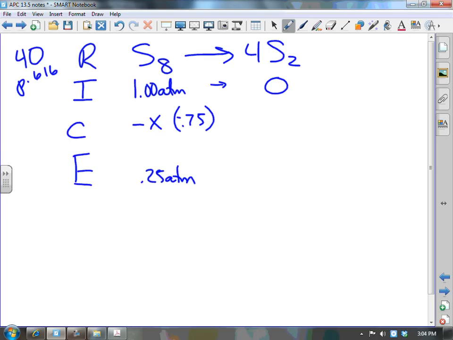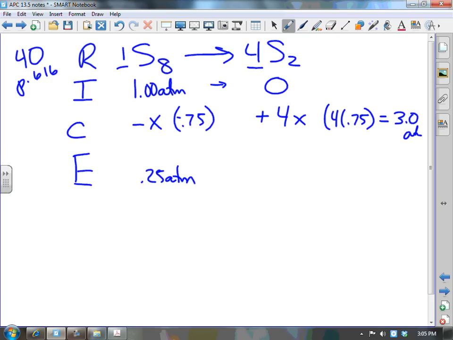Now let's come over here to S2. S2 obviously gained a certain amount. Here's where we need to be careful. It did not gain X. It gained 4X because of our coefficients. So if S2 gained 4X, it really gained 4 times 0.75, which is equal to 3. So really, it gained 3.0 atmospheres.